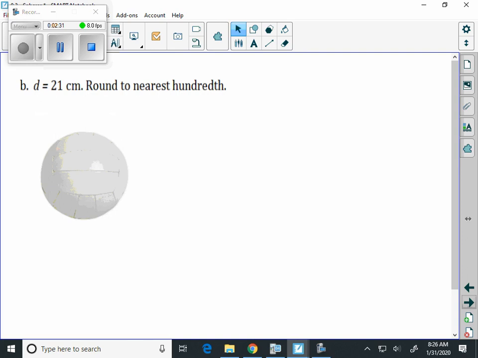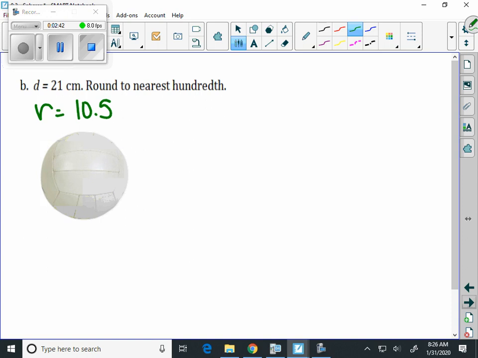But once again, we need to know the relationship between diameter and radius. So our radius is half of 21, which is 10.5. Type it into Desmos, type it in your calculator if you need to. And then we use our formula: volume equals 4/3 pi times r cubed. So we're going to have a decimal in this. Round to the nearest hundredths, our directions say.